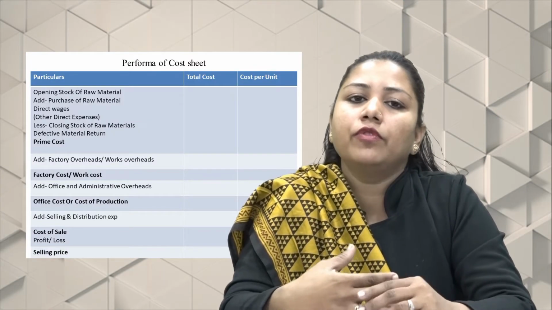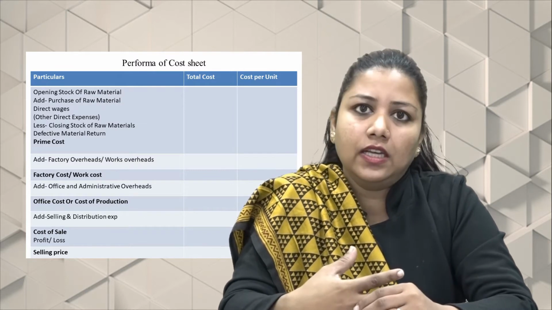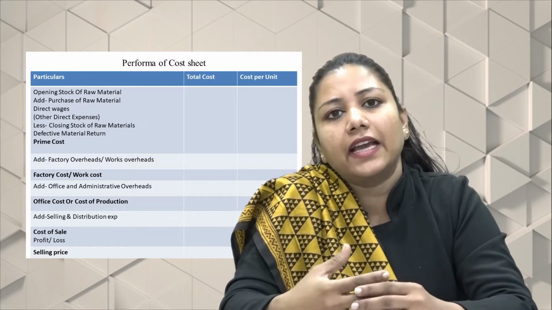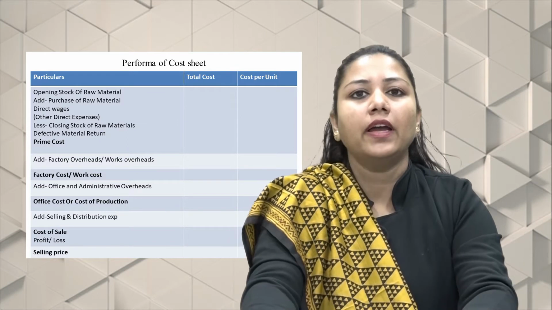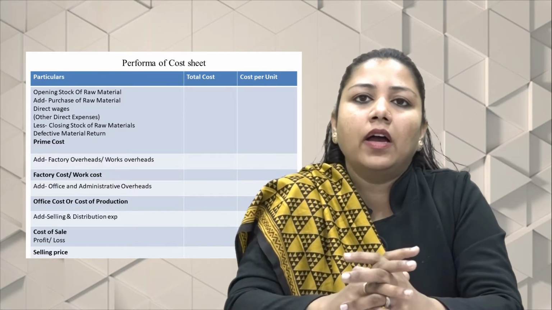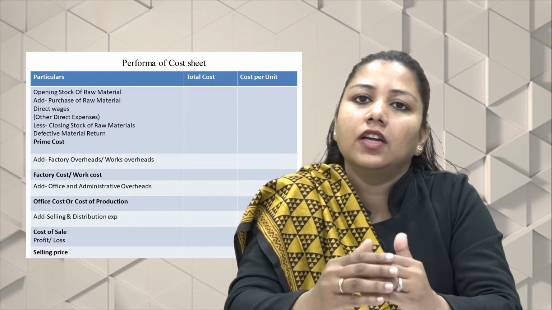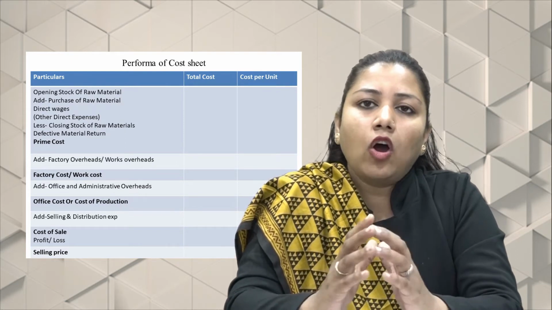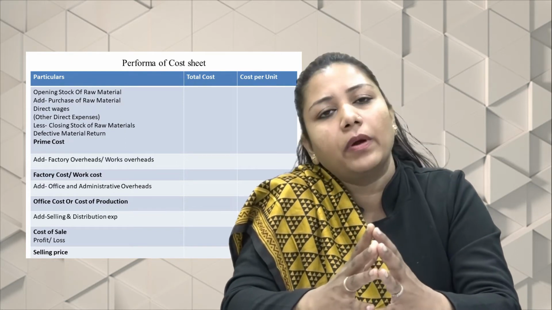After knowing the components, objectives and elements of the cost sheet, here is the proforma of the cost sheet. With the proforma of the cost sheet, we calculate the cost sheet. By this method, we can calculate the cost sheet. In the proforma, first we analyse the raw material consumed. How do we calculate the raw material consumed?